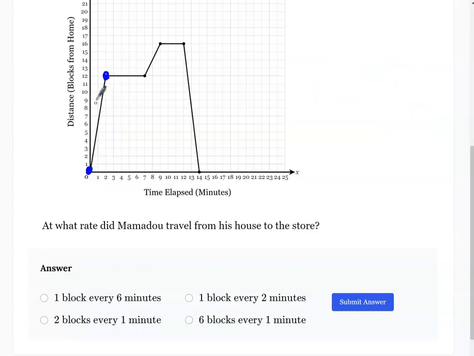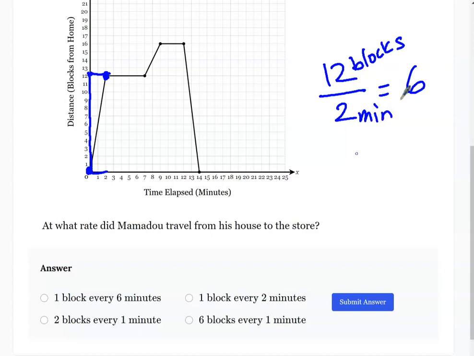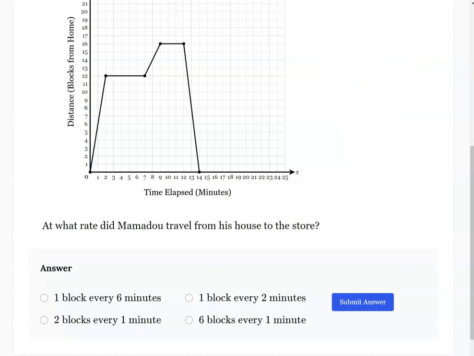From here to there, how much did my y values change? Looks like I went from 0 all the way up to 12. And then how much did my x value change? Looks like I went from 0 over to 2. So that means 12 divided by 2 is 6, or 6 blocks per minute. Another way you could say it is 6 blocks every 1 minute.